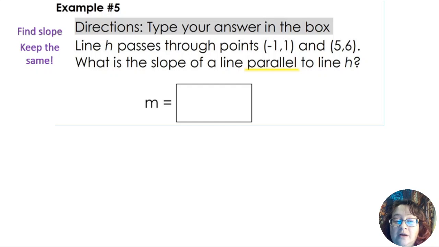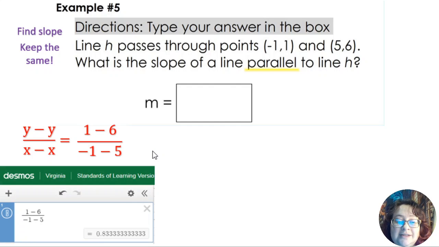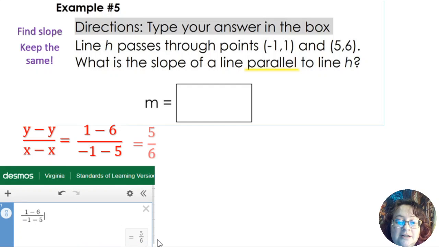So my formula, y minus y over x minus x. Fill in my numbers. Y, 1 minus y, 6. X, negative 1 minus x, 5. And I can plug that into Desmos. If it gives me a decimal, I click that little fraction button right there. And it gives me 5 over 6. Now I want parallel. I want to keep it the same. So 5/6 is my answer.